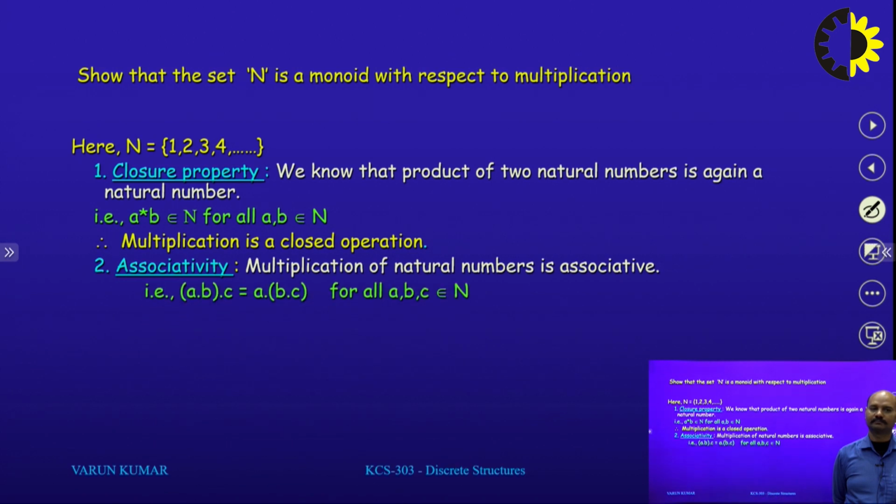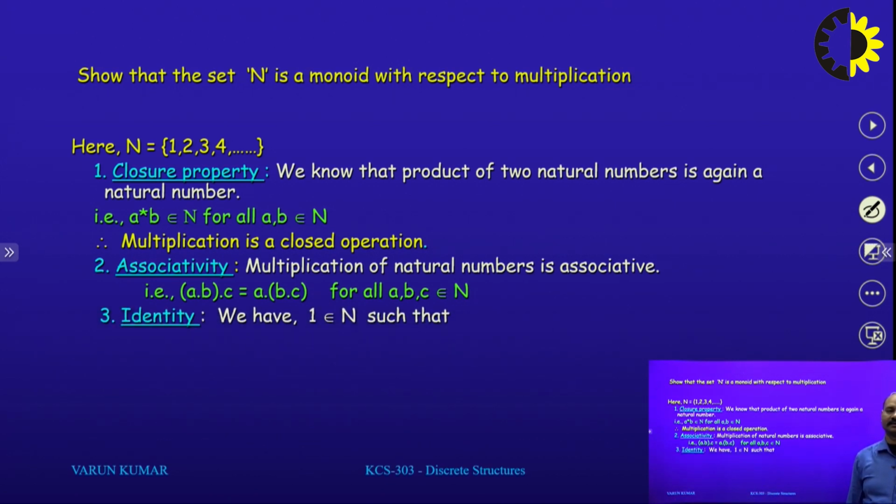What is associative? Associative means (A dot B) dot C equals A dot (B dot C) for all values A, B, C. We know that multiplication is always associative in nature. Then the identity element. Here 1 is the identity element, such that any element of this set multiplied by 1 results in the element itself. So we can say that the identity property is also satisfied. So it means that this particular set is a monoid under the binary operation multiplication.